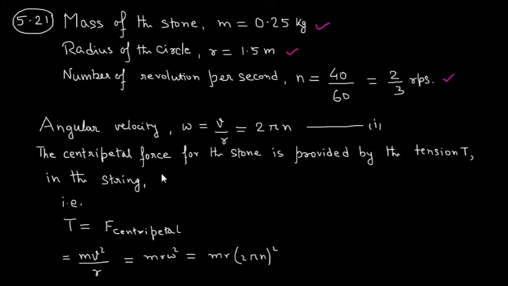The centripetal force for the stone is provided by the tension T in the string, that is T is equal to F, the centripetal force, which is equal to mv square upon r, which is equal to m r omega square. And instead of omega, we can write 2 pi n. So m r (2 pi n) square.